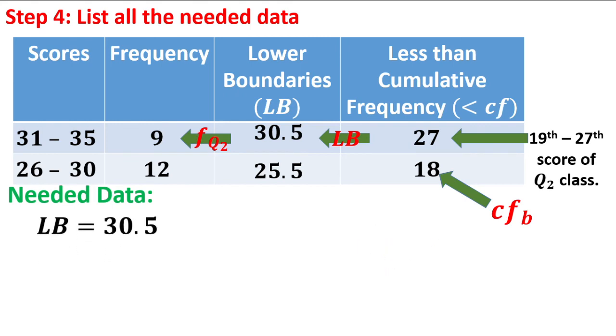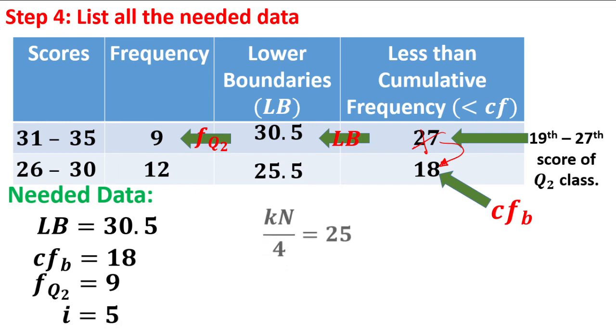Next. Lower boundary is 30.5. The cumulative frequency is 18. Hindi mo gagamitin yung 27. Gagamitin mo yung nasa baba niya. Okay? Kasi before ang hinahanap mo. Okay? Next, the frequency of the second quartile is 9. And the class interval is 5. And we already know the position. The position of the second quartile, that is kn over 4, is 25. Okay? So, nasa 25th position siya.